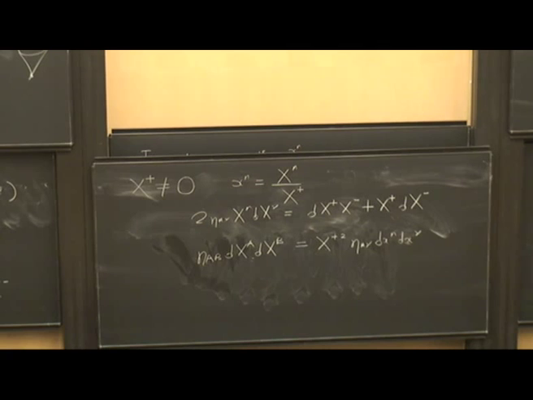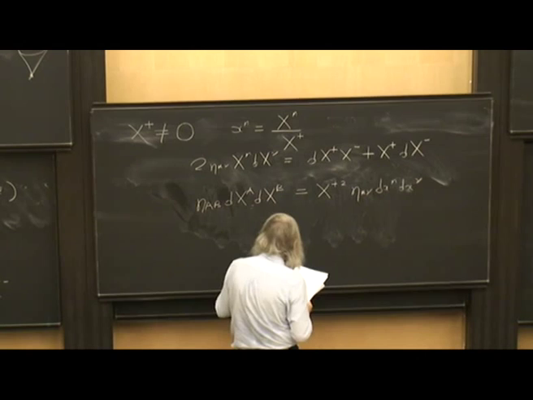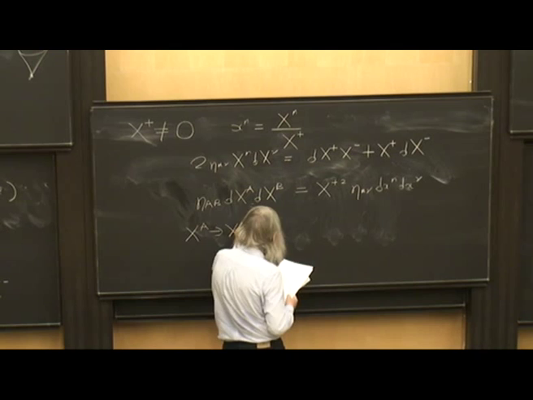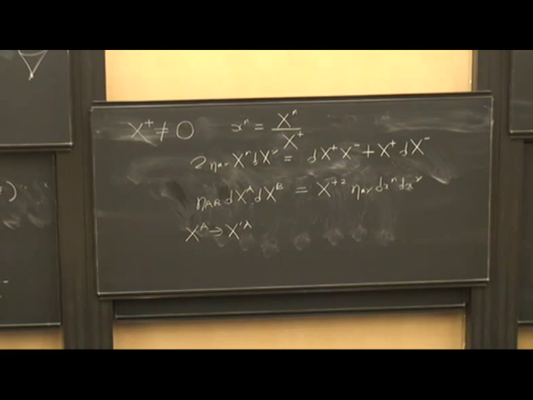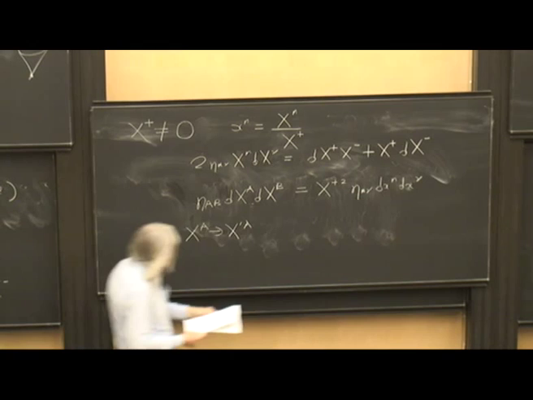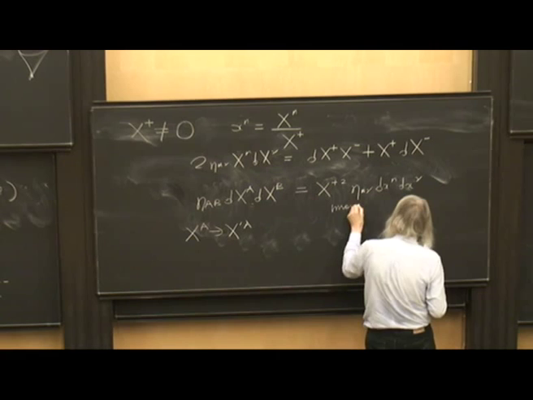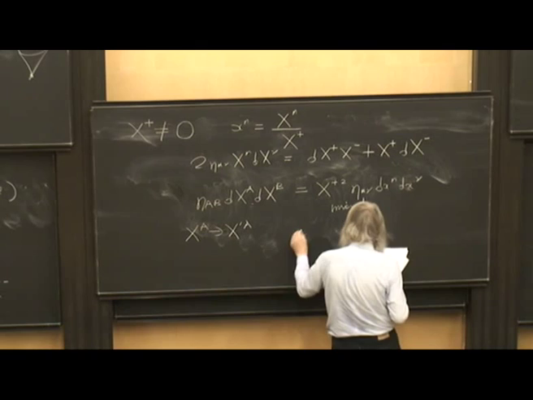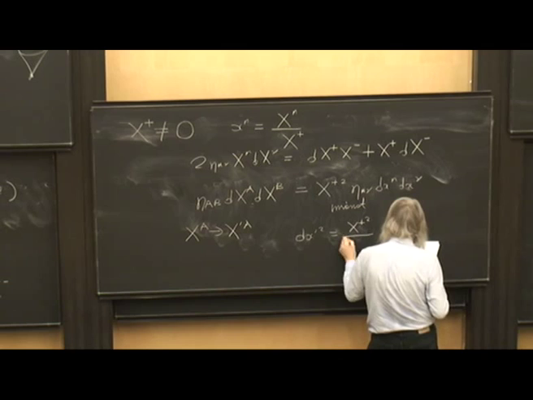Now, the point is that if we consider some transformation X_A to X prime_A, a transformation of the kind here, then it's clear that this object here is invariant under such a transformation, from which it follows that dx prime squared is equal to X plus squared over X prime plus squared times dx squared.